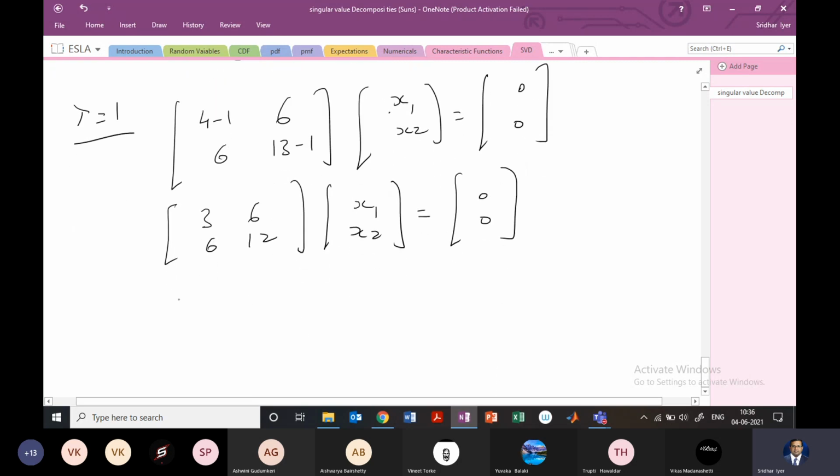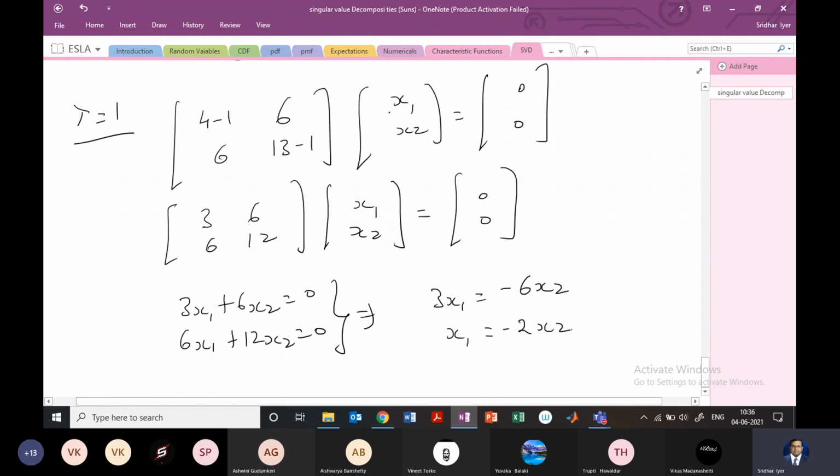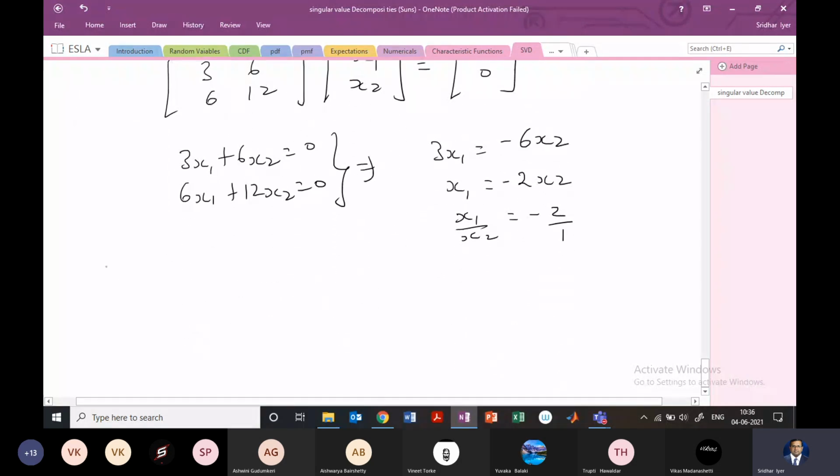So we get two equations here. You have 3x1 plus 6x2 equal to 0, and 6x1 plus 12x2 equal to 0. So from these equations, I can get 3x1 equal to negative 6x2, or x1 equal to negative 2x2. Therefore, x1 by x2 will give me negative 2 by 1. For the second eigenvector, x1 and x2 will be negative 2 and 1.